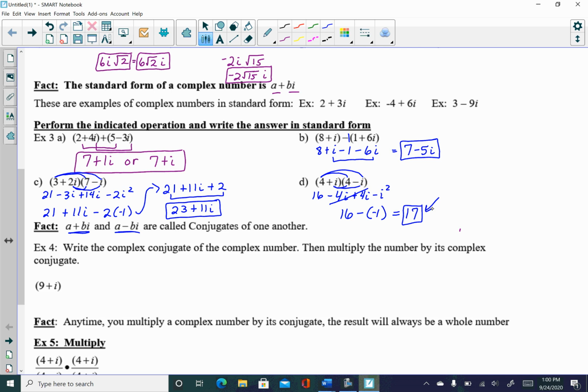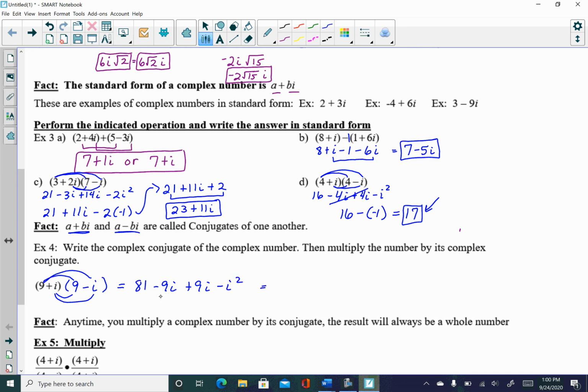So in example 4, they want us to write the complex conjugate of the complex number and then multiply it. So if I'm giving you 9 plus i, then its conjugate, remember the only thing you change is the middle sign, so it would be 9 minus i. Now they want us to multiply this. So just like we just did, we FOIL this. 9 times 9, 81. Outside, minus 9i. Inside, positive 9i. Last, i times negative i, so it'll be negative i squared.